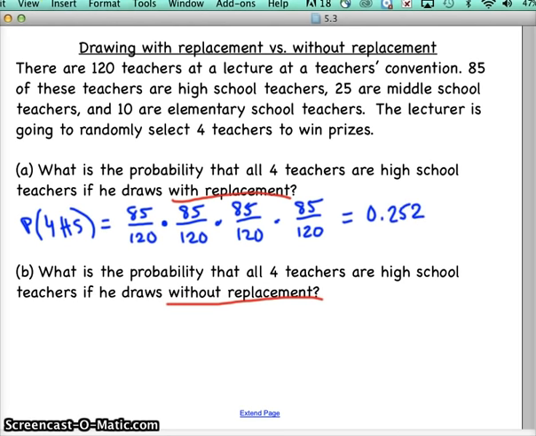Another way that a person could have written this would be 85 out of 120 to the fourth. That would also have worked.